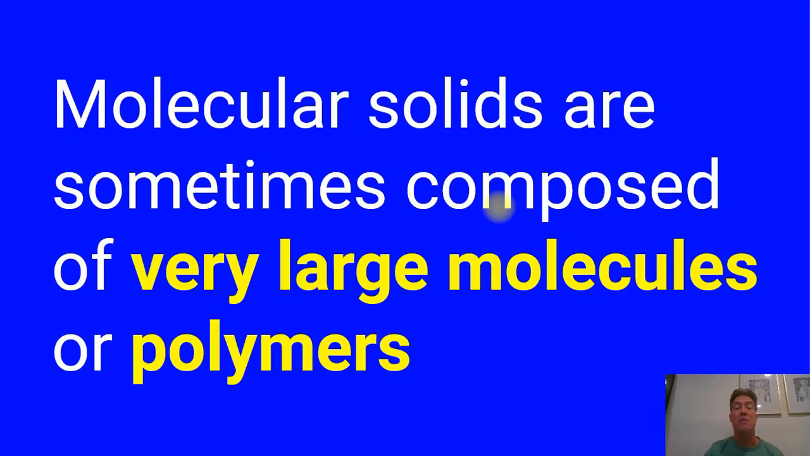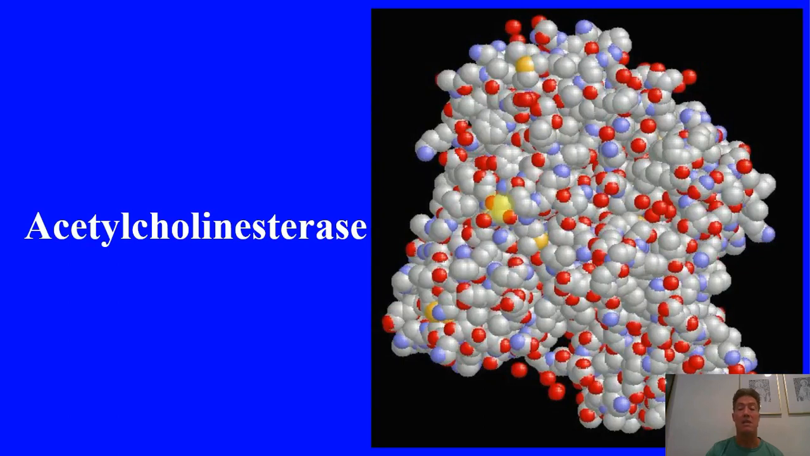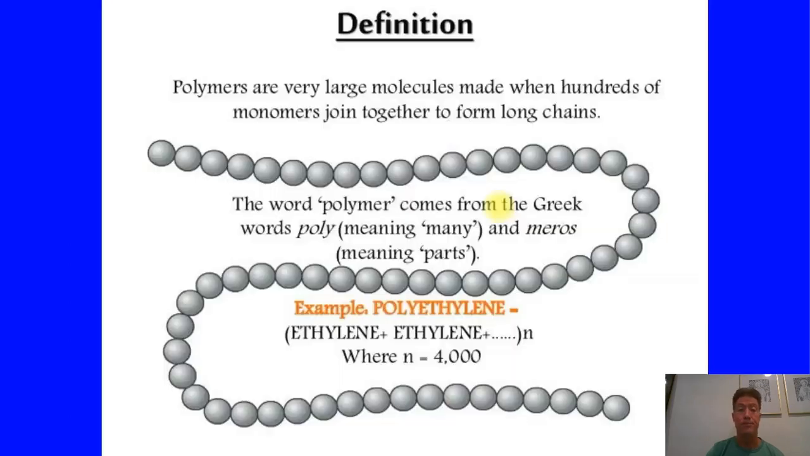Molecular solids can be composed of very large molecules or repeating molecules known as polymers. Here is a giant molecule, one molecule. A polymer is defined as a large molecule made up of hundreds of what are known as monomers that join together. So poly means many, and mer means parts. So it's something made out of many parts. For example, polyethylene is made up of thousands of ethylenes joined together, like beads in a pearl necklace or something.